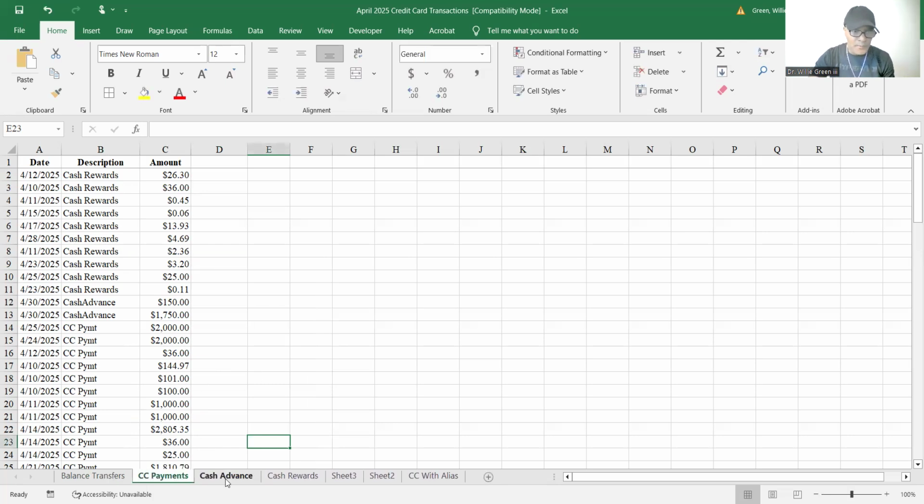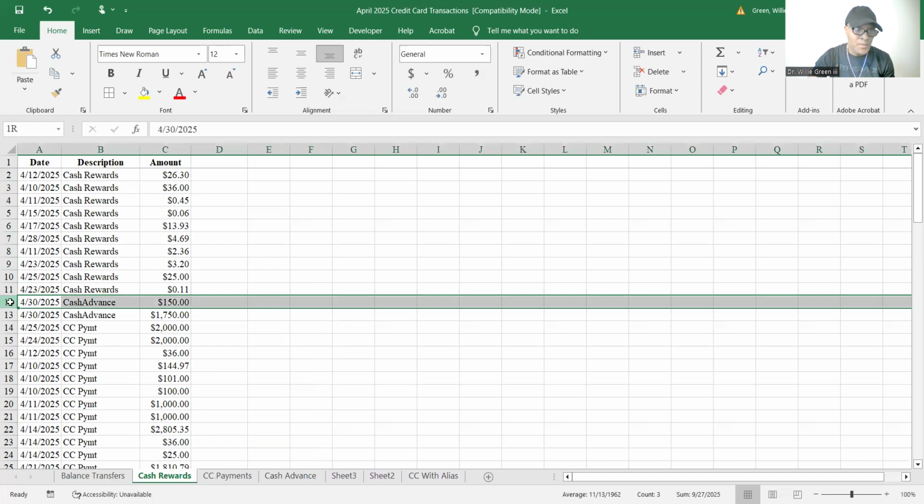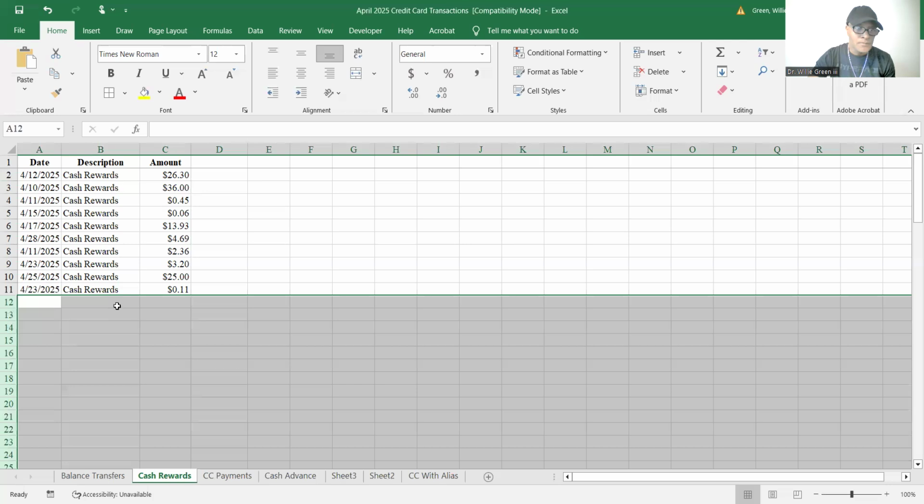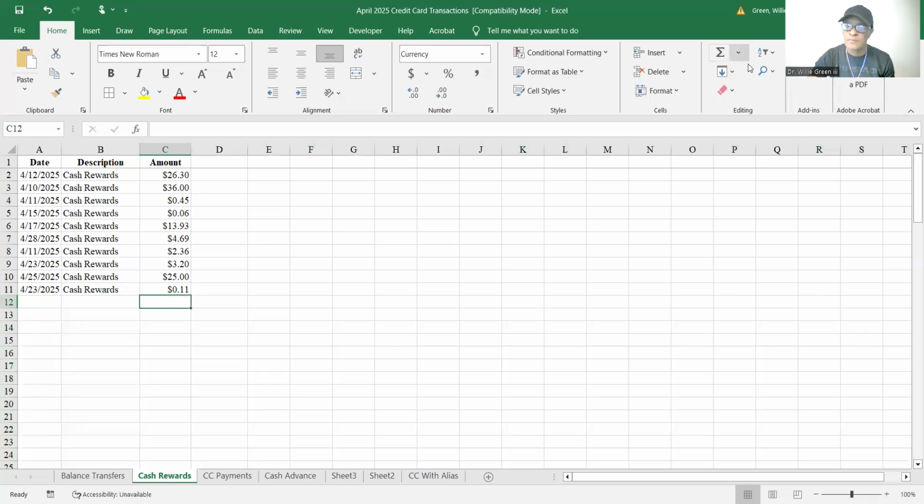Okay, so let's go back to the cash rewards, which was the second one. I'm going to delete everything below that and then total it up and see what the cash rewards are for the month. All right, so the cash rewards for the month of April total $112.10.